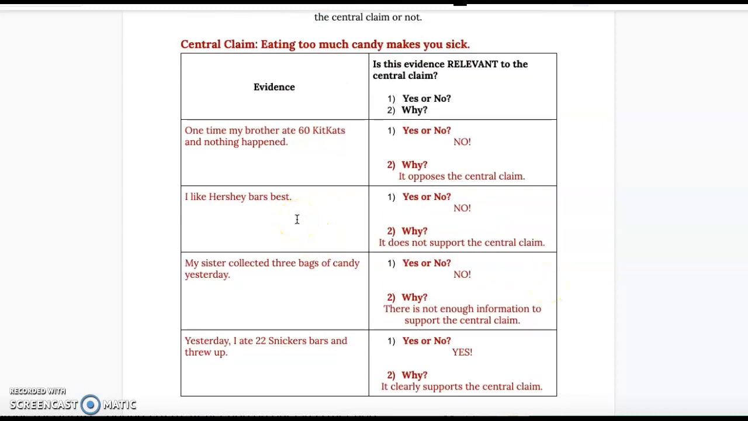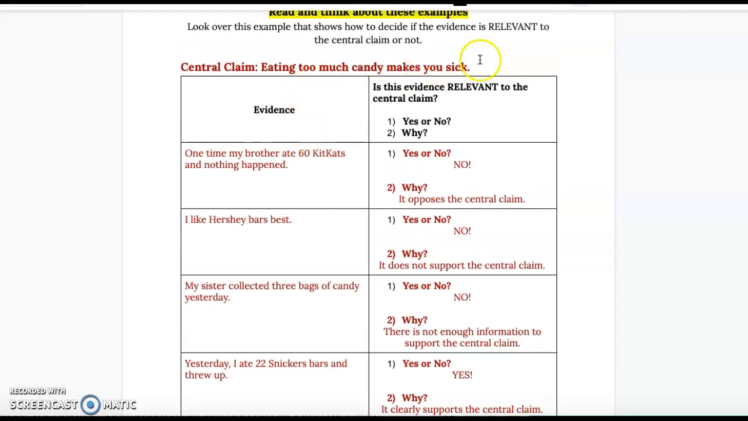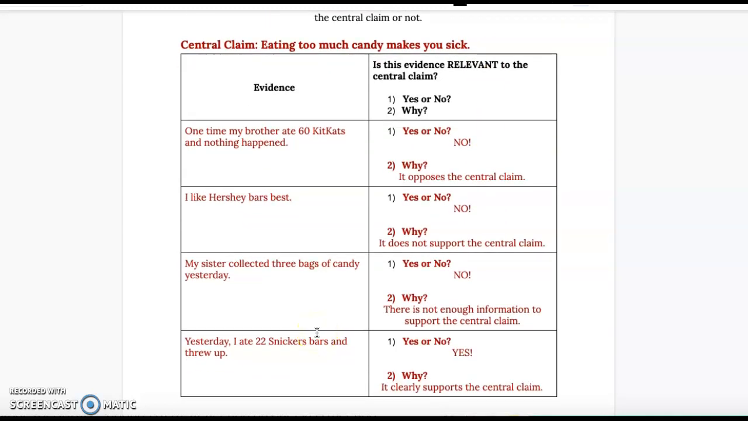This one, I like Hershey bars best. It doesn't support what it's saying up here, eating too much candy makes you sick. So is it relevant? No. My sister collected 3 bags of candy yesterday. Well, that does definitely relate to a lot of candy or too much candy. So, it kind of relates to it, but it doesn't prove it. There's no reason that it makes you sick, so there's not quite enough evidence.